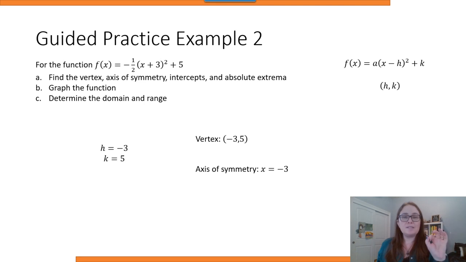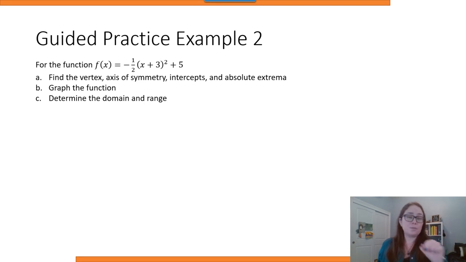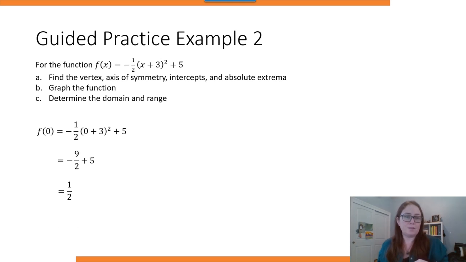Next up is the intercepts. So we're going to do these pretty much the same as we did with the last one. Plug in 0 for x, and then plug in 0 for y, and solve. So f of 0, well, that gives me a 0 inside the parentheses there. So if I do some simplifying, plug it in my calculator, I get negative 9 halves plus 5, which gives me a positive 1 half for my intercept there. So the y-intercept is 0, 1 half.